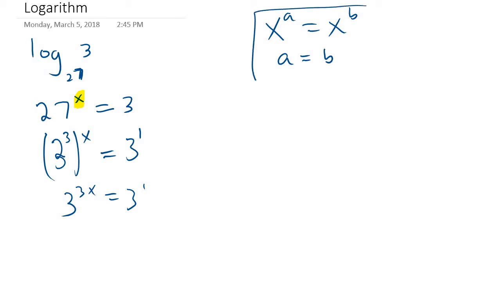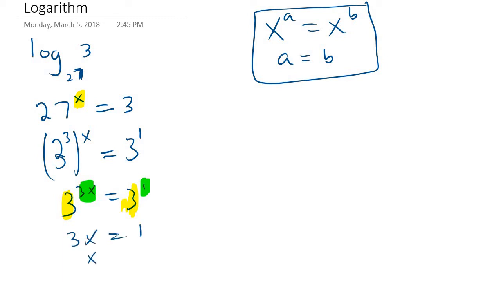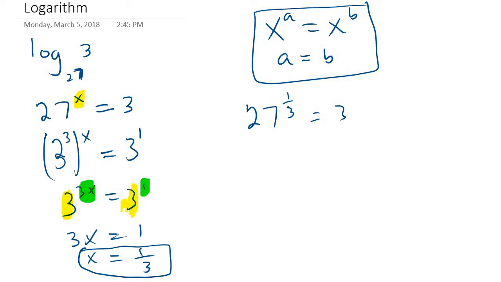We're going to apply this property to this situation. The base 3 is the same as 3, so the exponent 3x must be equal to 1. We set 3x equal to 1 and then divide both sides by 3, so x equals 1/3. That means that if I use 27 with the power of 1/3, I will get 3, which makes sense because we are taking the cube root of 27, which is 3. So it checks out.